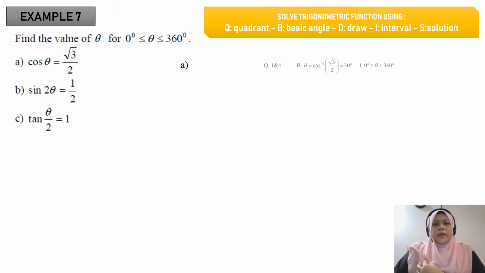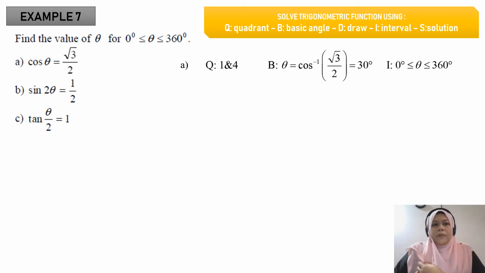Its quadrant is 1 and 4. Why? Because cos is positive at quadrant 1 and quadrant 4. B, the basic angle. To find the basic angle, just shift cos square root 3 over 2, which equals to 30 degrees. So 30 degrees here is your basic angle. Its interval, so we check back the interval that the question gives is between 0 to 360. No problem because our basic angle here is theta. So we don't have to modify the interval.